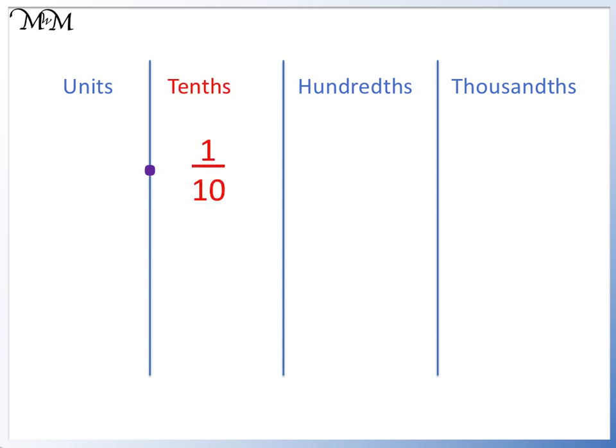Tenths represent a fraction out of 10, hundredths represent a fraction out of 100, and thousandths represent a fraction out of 1,000. It is the numbers that we put in these columns that tell us the value of the fraction.